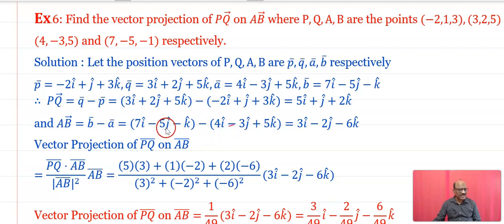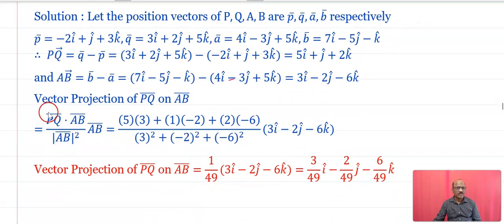Minus 5j cap plus 3j cap, then you will get minus 2j cap. And the last is minus k cap, and here is a minus 5k cap. Minus 5 minus 1, minus 6k cap. The vector projection of PQ bar on AB bar, that is PQ bar dot AB bar upon mod of AB bar, bracket square, into AB bar, their dot product.